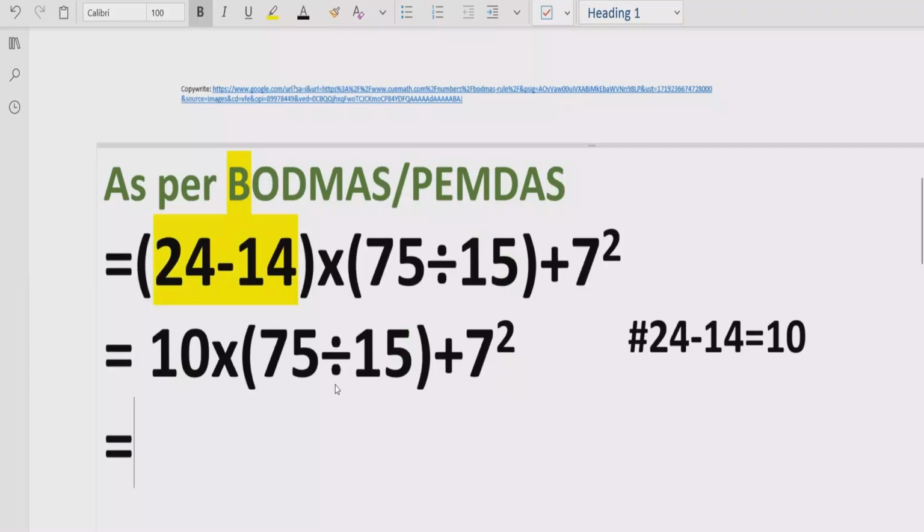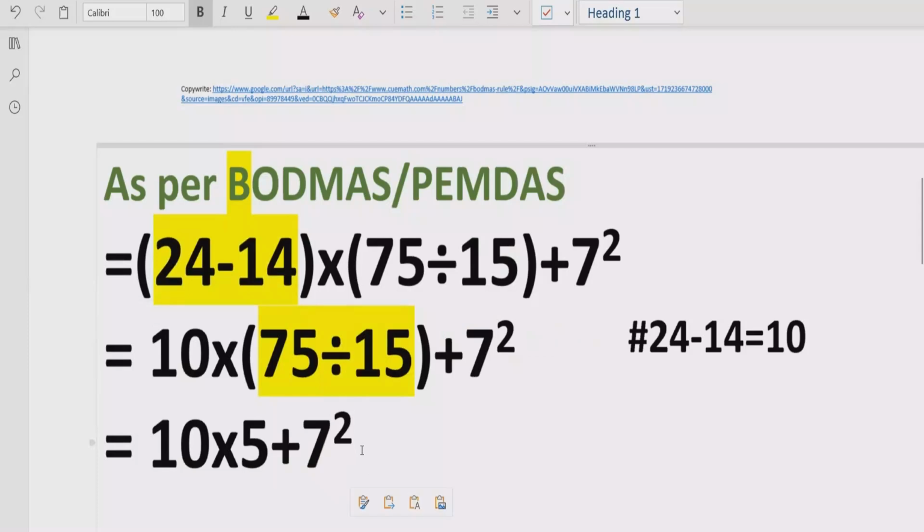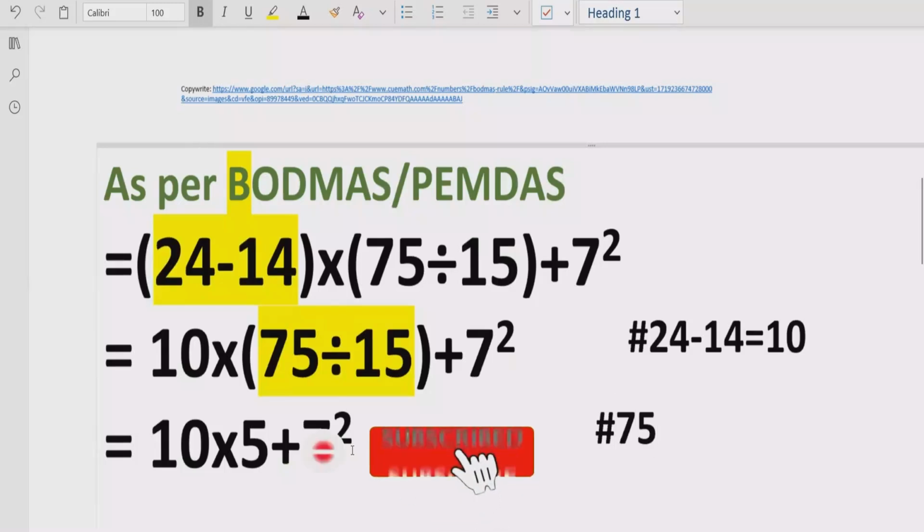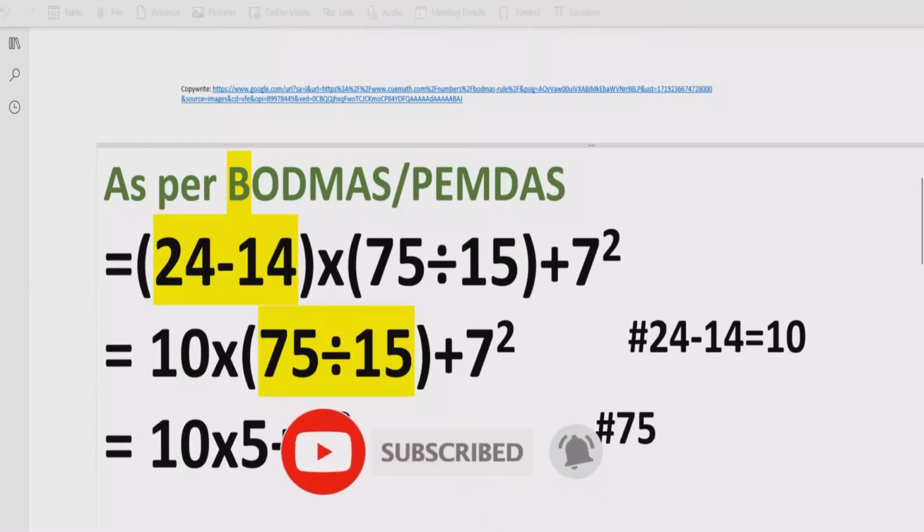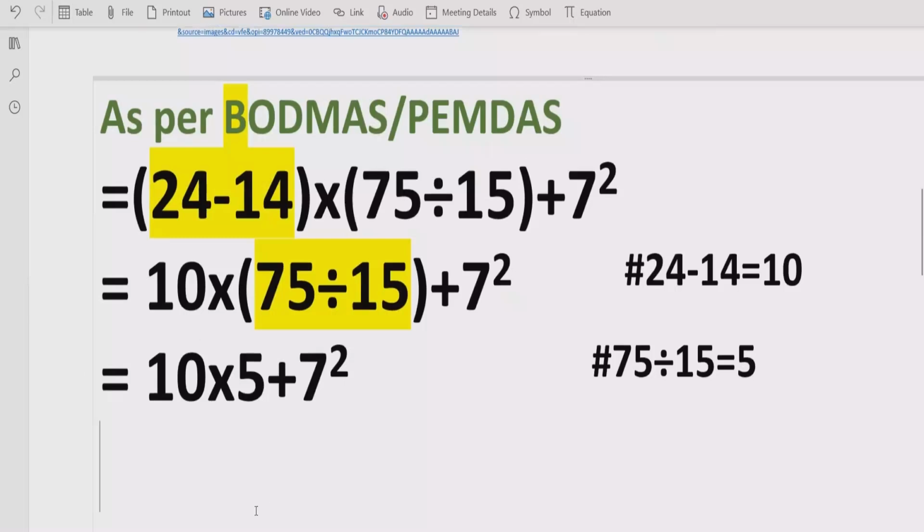Now we have to solve bracket number 2. So we will solve this one, and 10 multiplied by, and here we will have 75 divided by 15. So 75 divided by 15 equals 5, and plus 7 raised to power 2 we will write as it is. And here we will give the reference: 75 divided by 15 equals 5. Now we have solved the bracket.